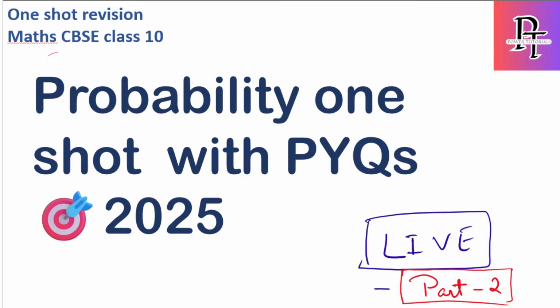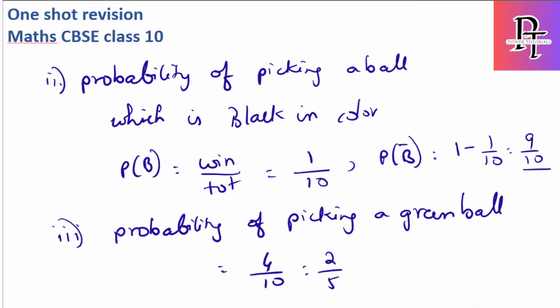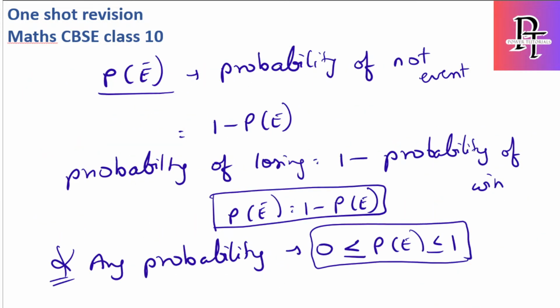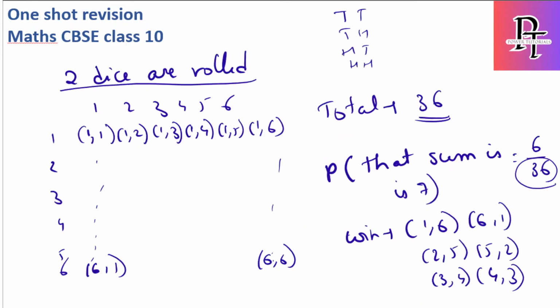So today we'll continue part 2 of probability one shot, covering all the topics as well as the previous year questions. In the previous video, if you remember, I covered what is probability, what are the winning chances, the basic definition, and questions like picking a ball. We also covered that the range of probability for any event should be between 0 and 1, and that P of not E is 1 minus P of E. Even the head and tail questions of the coin as well as dice questions were covered.